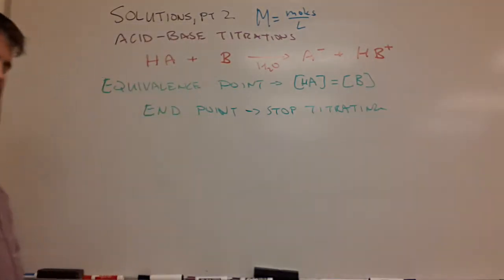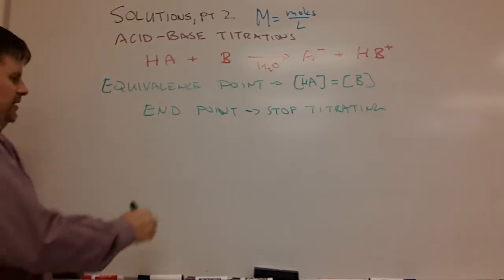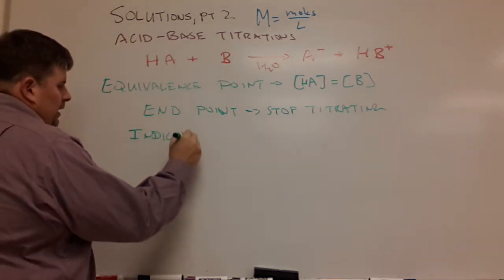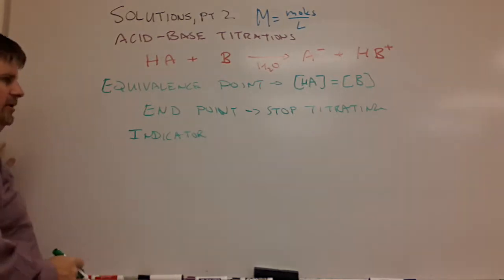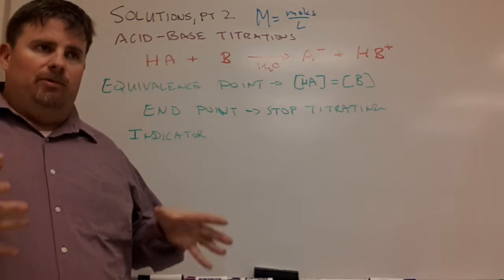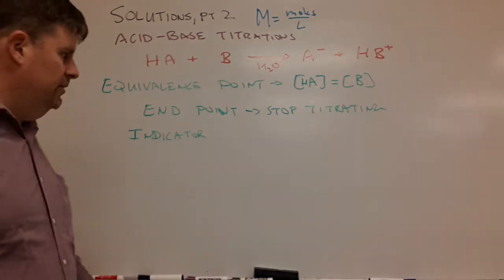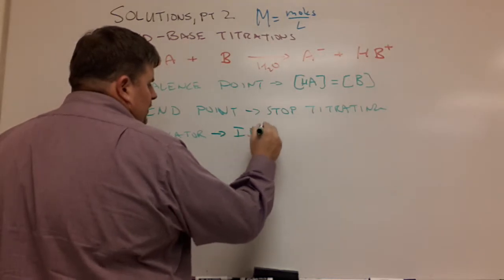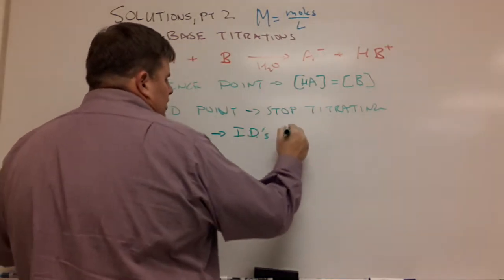I did mention something called phenolphthalein, and this phenolphthalein is what we call an indicator. An indicator is something that we use in the solution to identify when we have a transition from one pH range to another pH range. So this identifies pH range changes.